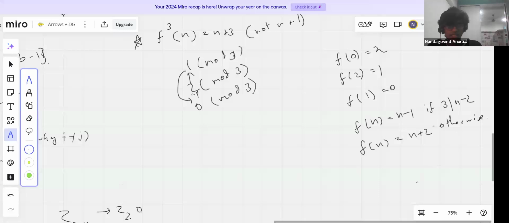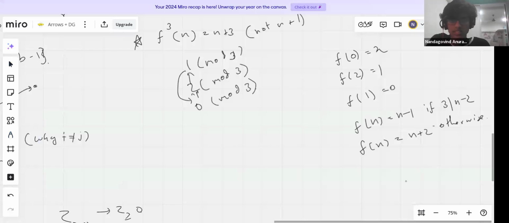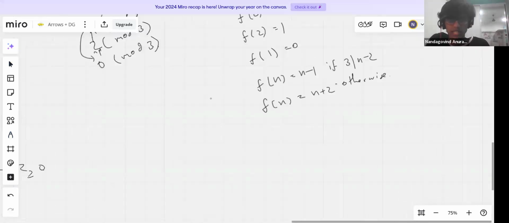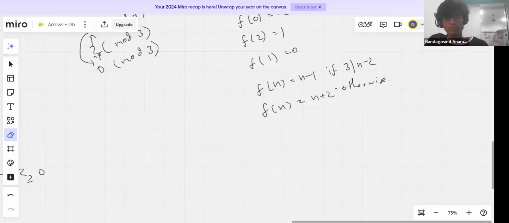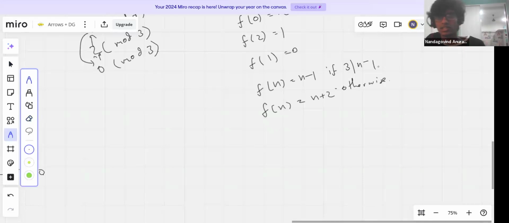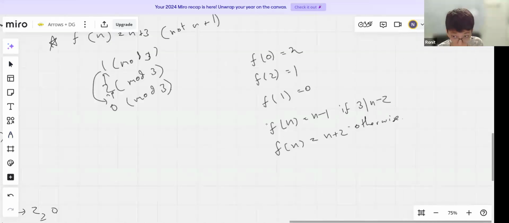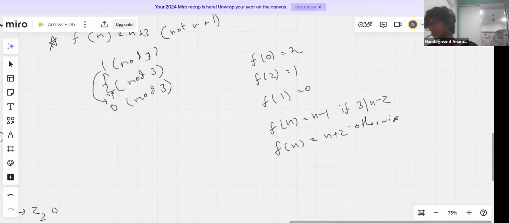Another valid function will be n minus 1 if 3 divides n minus 1, and n plus 2 otherwise. So those are two valid functions, and you have n plus 1. And disclosure, those are the only three valid functions. Okay, I think.